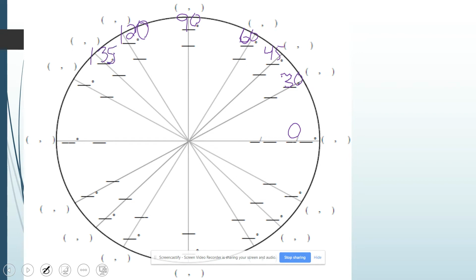135, 150, 180, 210, 225, 240, 270, 300, 315, 330, and 360.